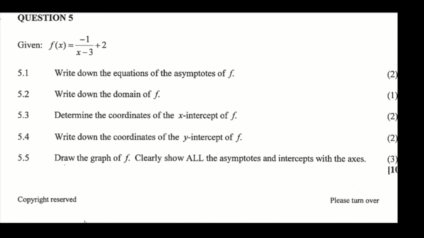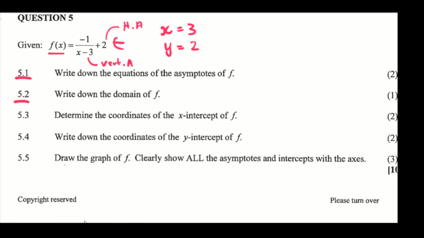So let's do question 5. What we have here is the equation of f(x) = -1/(x-3) + 2. So this is a hyperbola. In 5.1 we are asked to write down the equations of the asymptotes. Looking at this equation here, this is the vertical asymptote and this is the horizontal asymptote, right? So the equations, you can write them as x = 3 for the vertical asymptote, y = 2 for the horizontal asymptote.